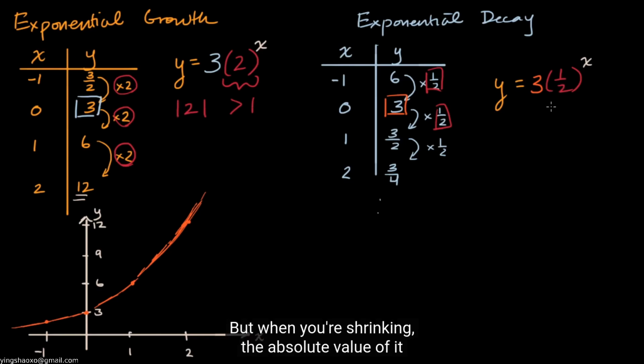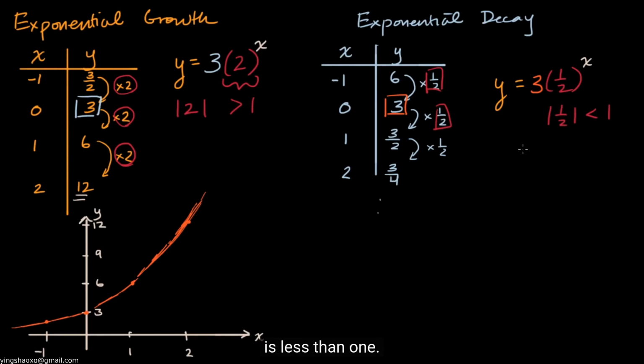But when you're shrinking, the absolute value of it is less than 1. And that makes sense, because if you have something where the absolute value is less than 1, like 1/2 or 3/4 or 0.9, every time you multiply it, you're going to get a lower and lower and lower value. And you can actually see that in a graph. Let's graph the same information right over here.